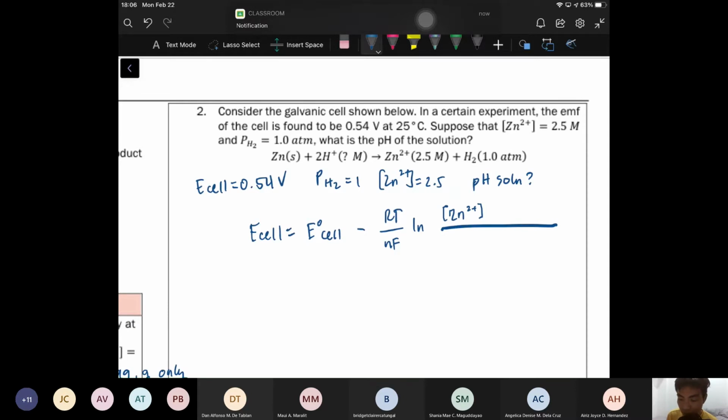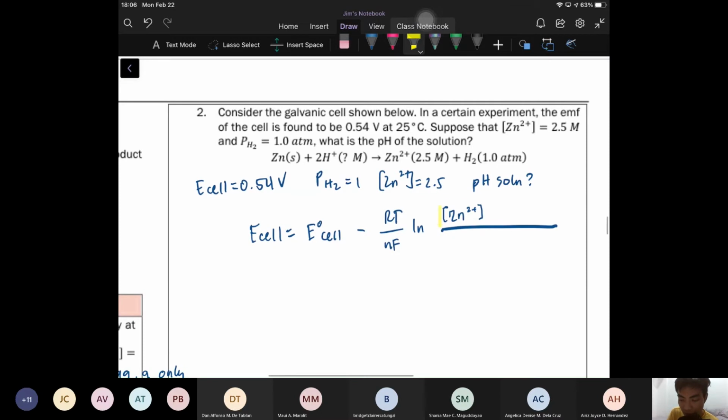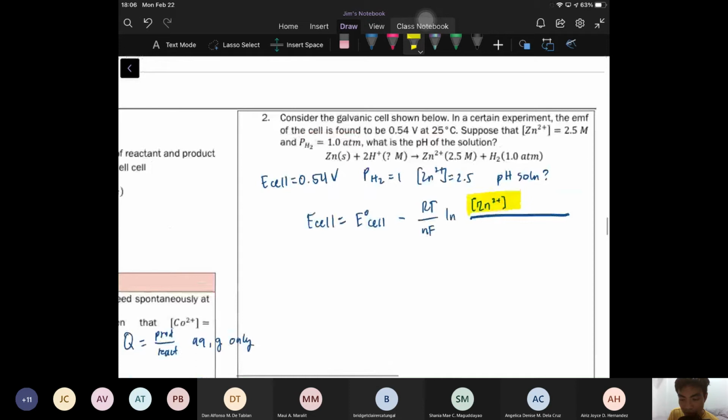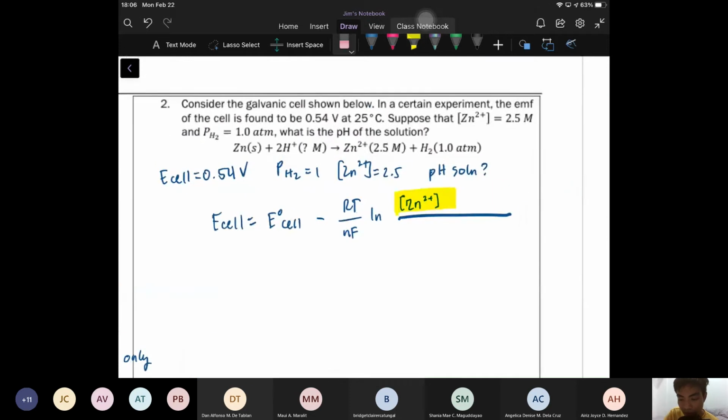Okay? So, paano sinusulat kapag gas? Kapag aqueous kasi naka-square bracket. Napapansin nyo, square bracket yung ginagamit ko. Pero kapag gas yan, letter P ang isusulat mo, pH2, pressure ng hydrogen gas. Okay, so yan yung nasa product. Zinc 2 plus, pH2, i-multiply mo yung dalawang values na yan. How about yung nasa denominator?